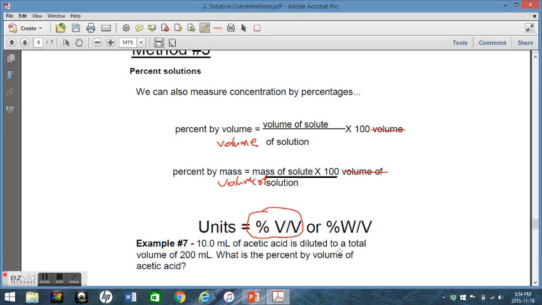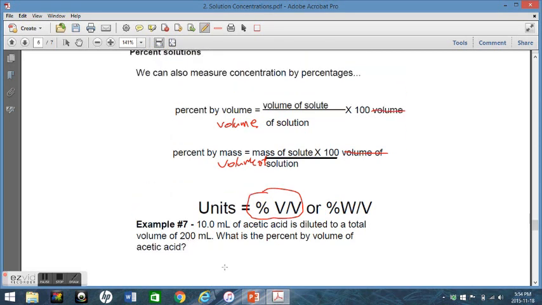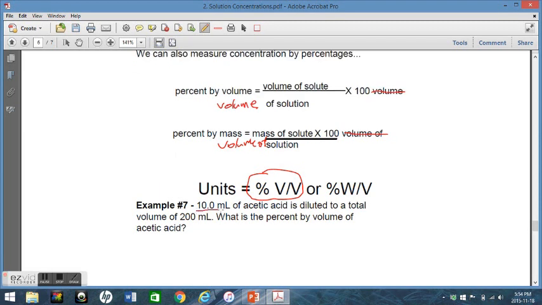So here, let's take a look at this one here. 10 milliliters of acetic acid is diluted to a total volume of 200 milliliters. What is the percent by volume of acetic acid? So in this case, we have our volume of solute, it's 10 milliliters. We have our volume of solution. Now we have to be careful with this. This 200 milliliters is made up of 10.0 milliliters of acetic acid and 190 milliliters of water.